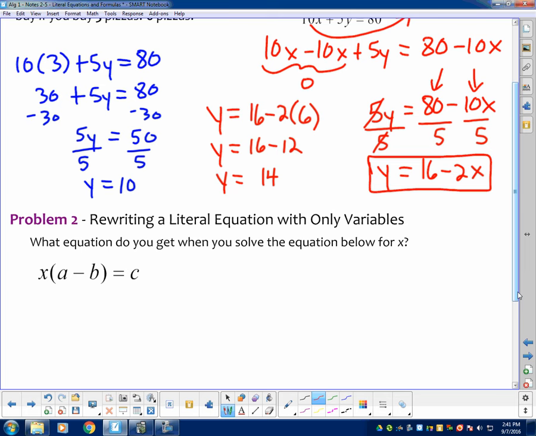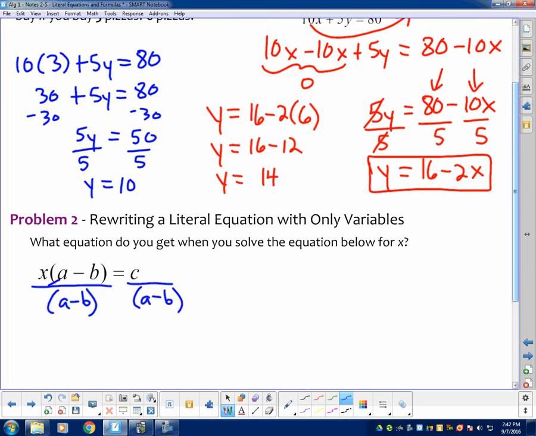All right, let's look at problem 2 here. It says rewriting a literal equation with only variables. Think back to flowcharts. If you think about what's happening to x, x is being multiplied by the quantity a minus b. The inverse operation of multiplying by a minus b would be to divide by a minus b. So we are going to take this equation, divide it by a minus b. Whatever we do to one side, we need to do to the other.